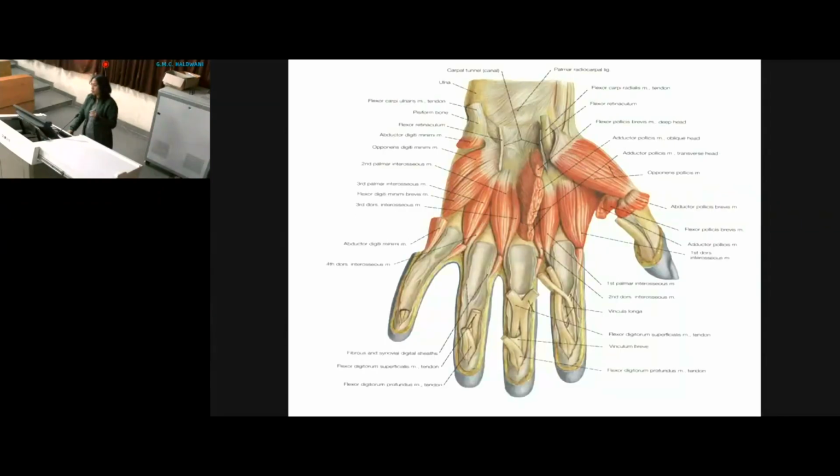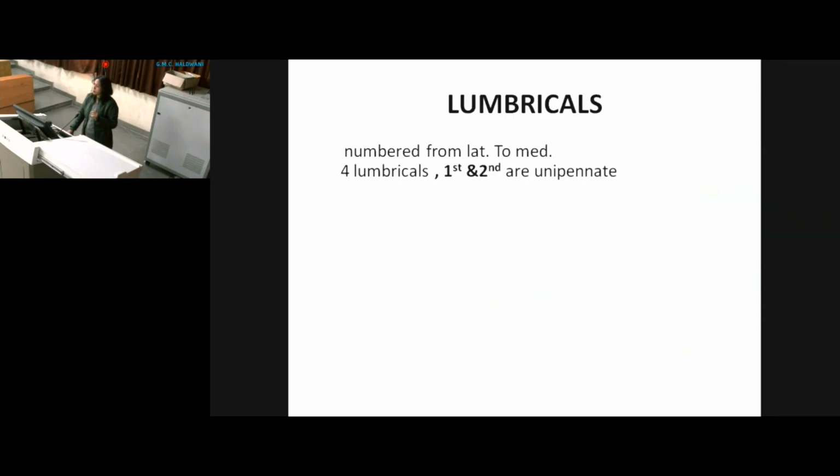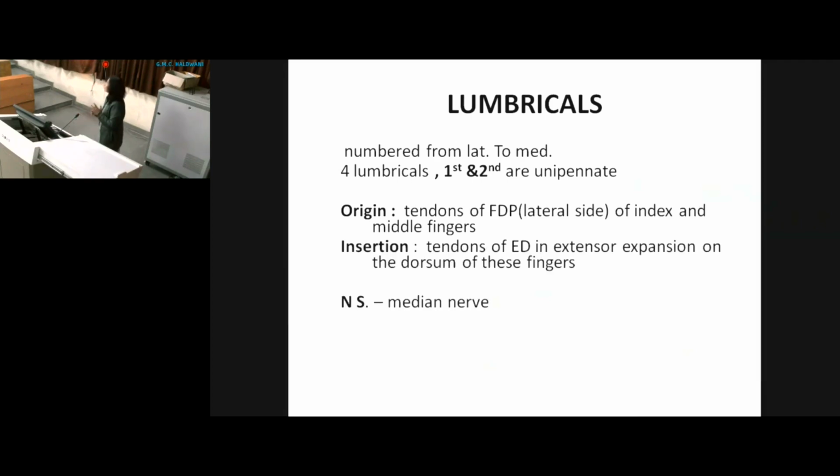Again, this is the same picture to show the thenar and hypothenar muscles. Now the central group of muscles, these are the lumbricals, and there are 4 lumbricals. The first and second are unipinnate muscles. All the lumbricals arise from the flexor digitorum profundus tendon, the deep muscle, and this muscle is the flexor digitorum profundus.